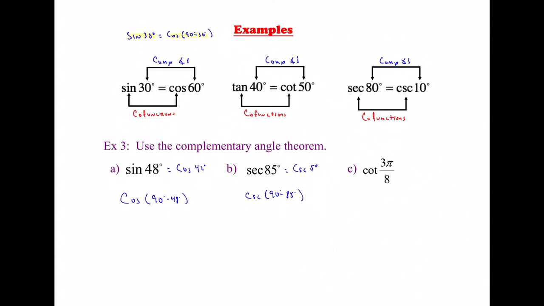And then cotangent of 3 pi over 8, that would be tangent of, and since we're in radians now, we'll use pi over 2 minus 3 pi over 8. So cotangent of 3 pi over 8 is equivalent to tangent. Find a common denominator, that would be 4 pi over 8 minus 3 pi over 8, which is going to be pi over 8. So tangent of pi over 8 is equivalent to cotangent of 3 pi over 8. So those are the complementary angle theorems using those cofunctions.